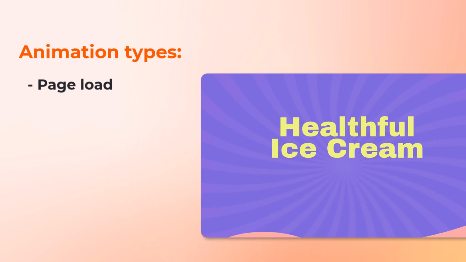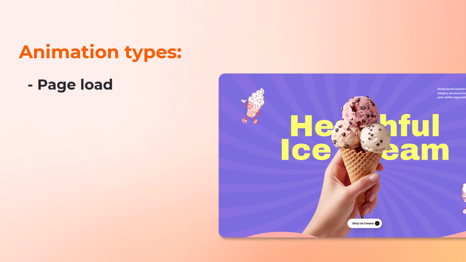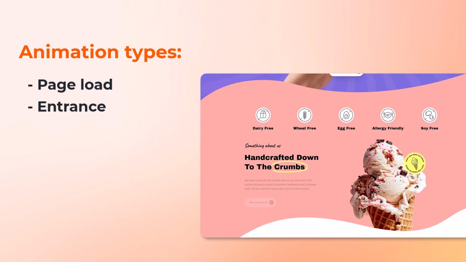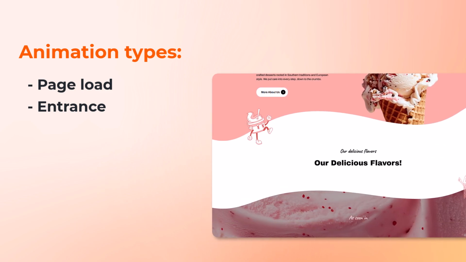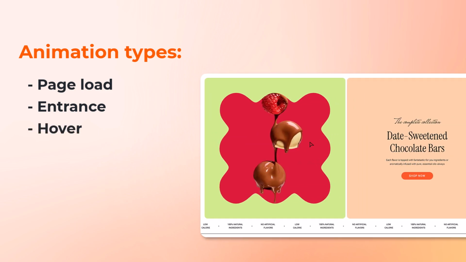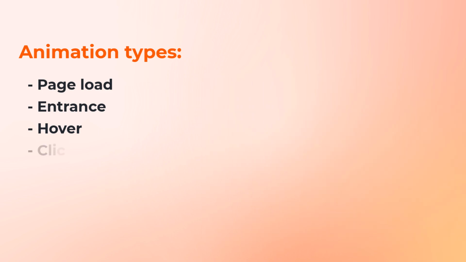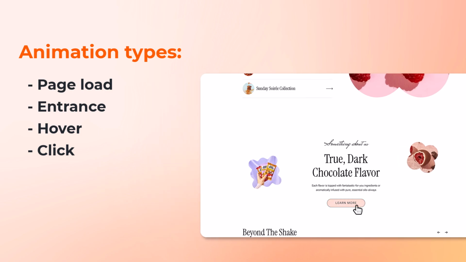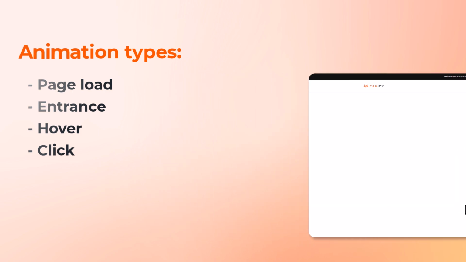Page load. Starts the moment your page loads. Entrance. Triggers when an element scrolls into view. Hover. Activates when someone hovers over an element, like a button or image. Click. Fires when an element is clicked, perfect for interactive feedback.